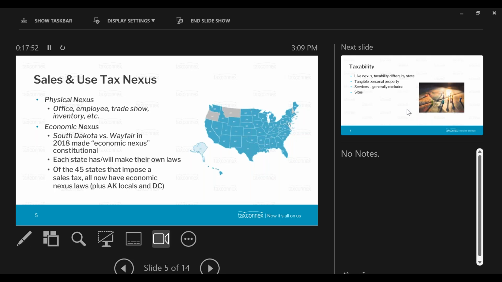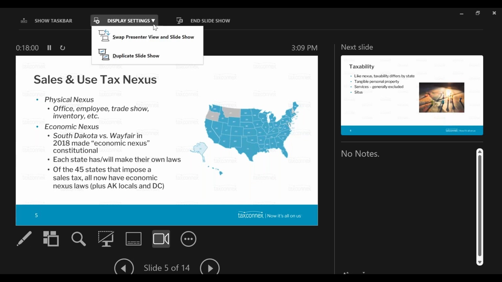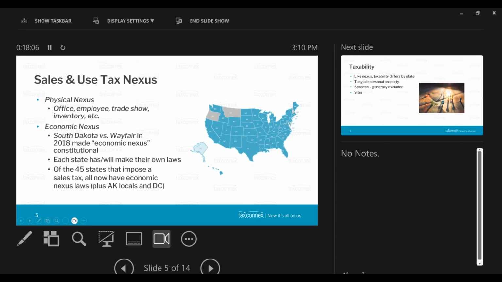That being something like an office, an employee, attending trade shows, having inventory, performing services, any type of physical visitation to a state, to a customer that is intended to enable a market in that jurisdiction could be a nexus creating activity. Those were the laws in place for the majority of time as it related to sales and use tax across all the states.